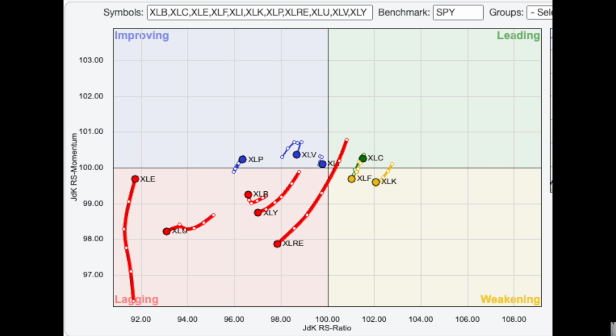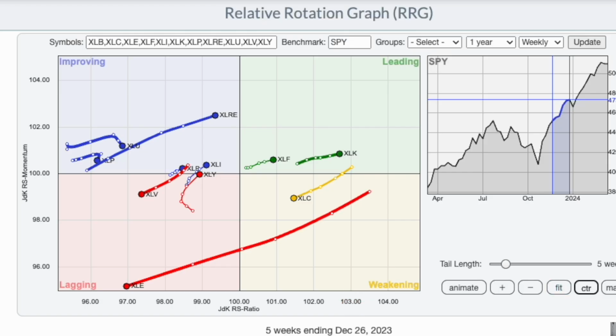So let me go back to December 26th, for example. Okay, here it shows you the date, December 26th. On December 26th, technology was a leading sector, XLK. XLF financials was a leading sector. XLE energy was getting beaten up like crazy, so it's dropping from the weakening to the lagging sector quadrant. And then there are certain ETFs like real estate, utilities, they are in the improving quadrant. So it shows you at any given point of time where the money currently is.